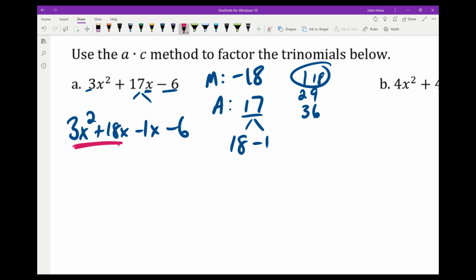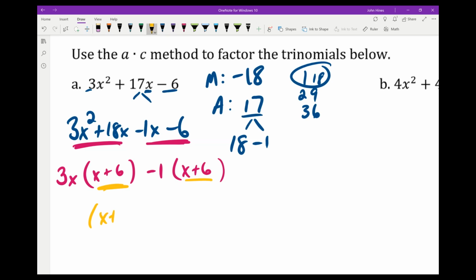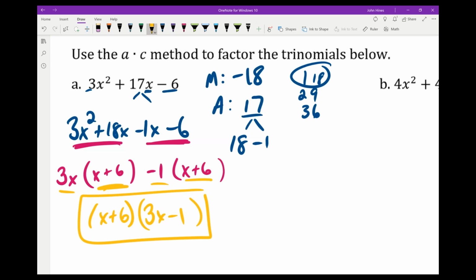And then we look at the first 2. What's my GCF? 3x, which leaves me with x plus 6, which means what better be in the set of parentheses over here? It better be x plus 6. So what do I need a GCF out from there? Well, it looks like I need to take out a negative 1. Good. So now, finally, that's my new common factor, and I'm left with 3x minus 1. And that's how we factor trinomials.